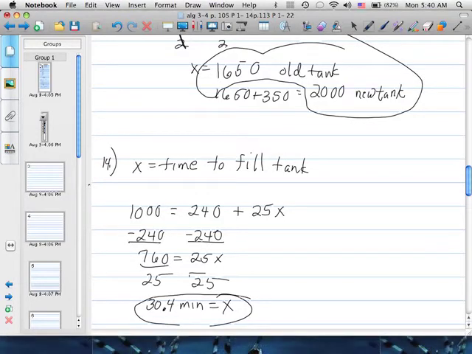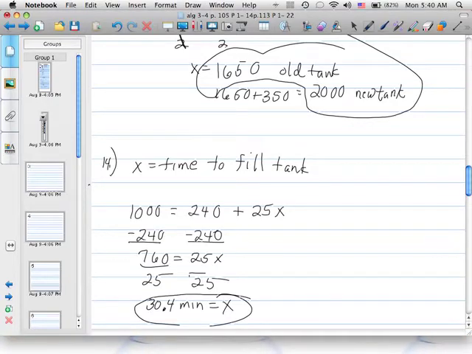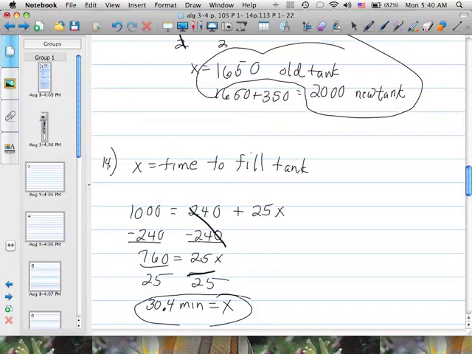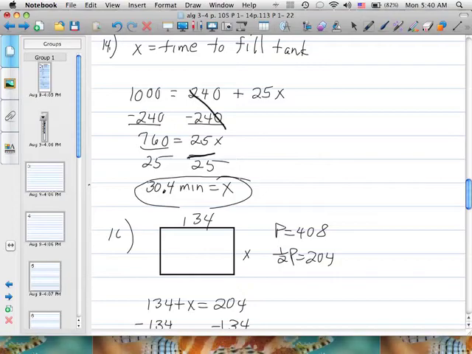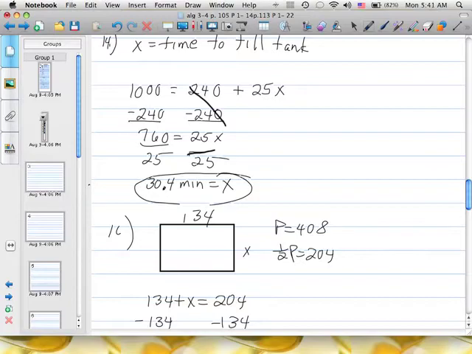Problem number 14. A 1,000 liter tank now contains 240 liters of water. How long will it take to fill the tank using the pump that pumps 25 liters per minute? So x equals the time to fill, the number of minutes. We know it holds 1,000 liters in the tank, and that'll equal the 240 already in there plus the amount being filled in. And x is the number of minutes it takes to fill in the rest of it, and it's going 25 liters per minute. So we use 25x.